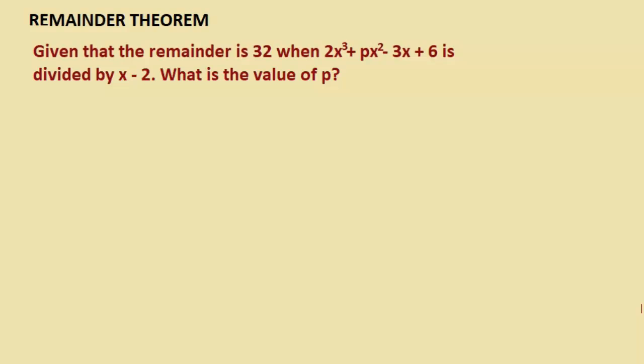So now here we have a problem. Given that the remainder is 32 when 2x cubed plus px squared minus 3x plus 6 is divided by x minus 2, what is the value of p? Alright, so we know the remainder.